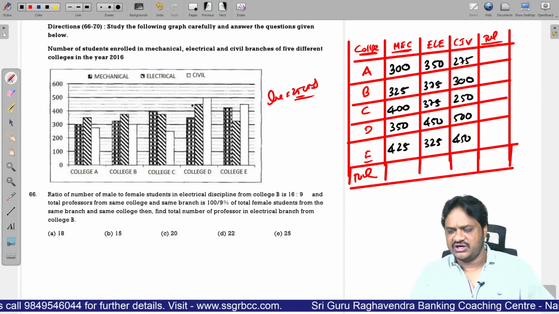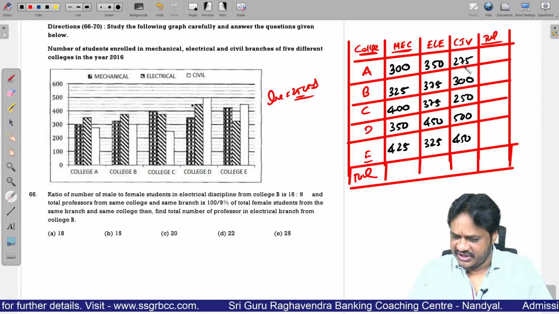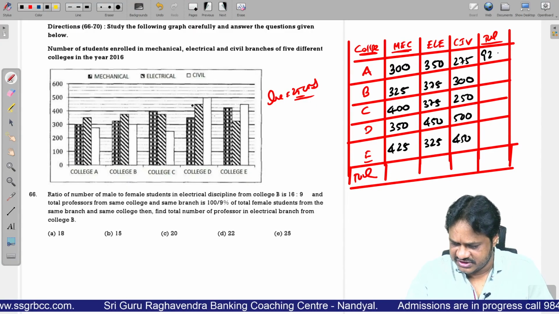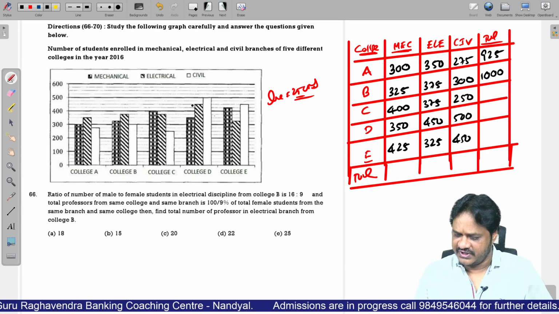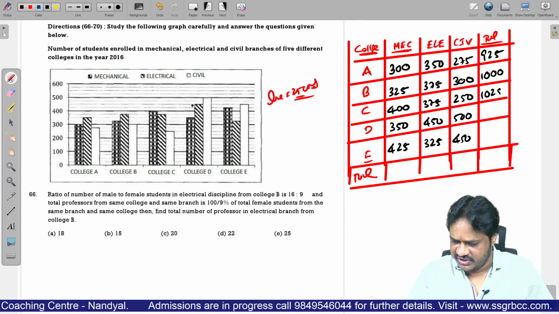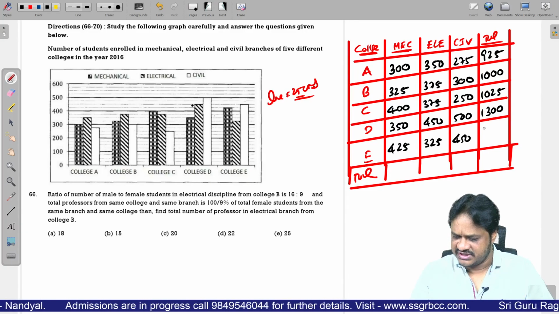Let us do the totals also. We have to do the totals. See, 350 plus 250, 600, 900, 925. This is 925. 375 plus 325 is 700, then 1000. 350 plus 250, 600, 600 plus 400, 1000, 1025. This is 800, 1300. This is 750.